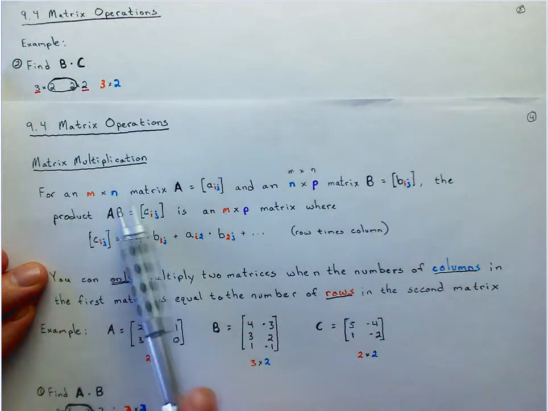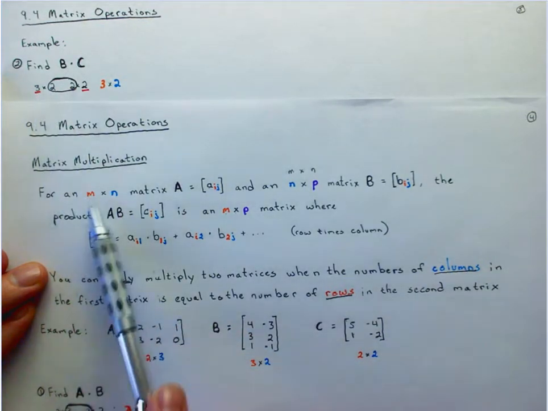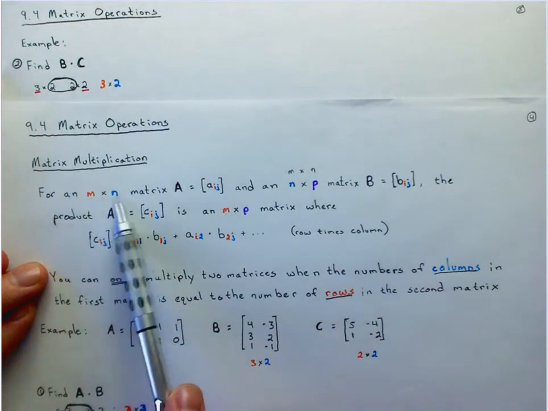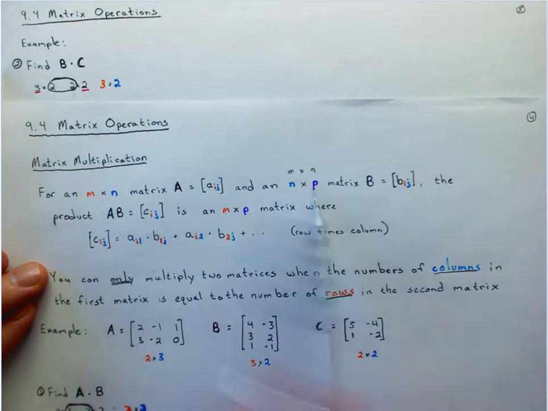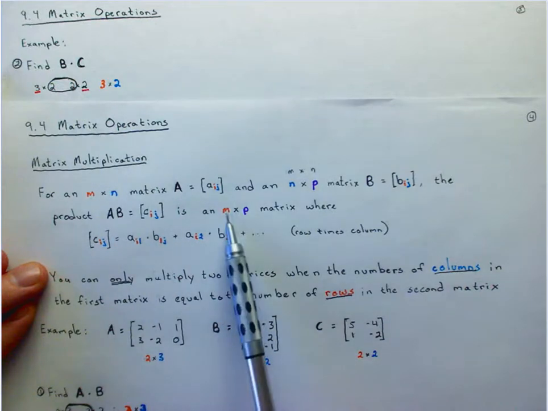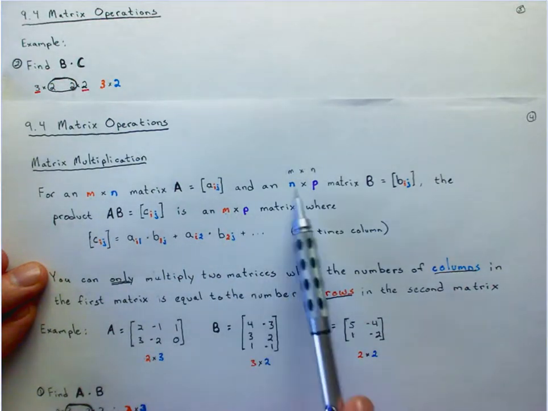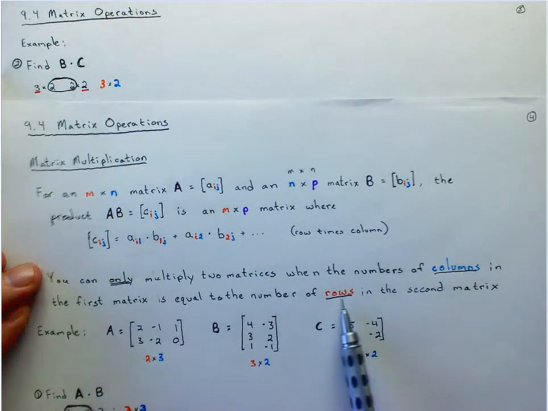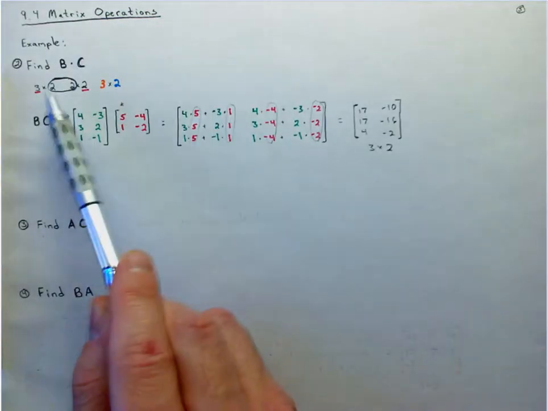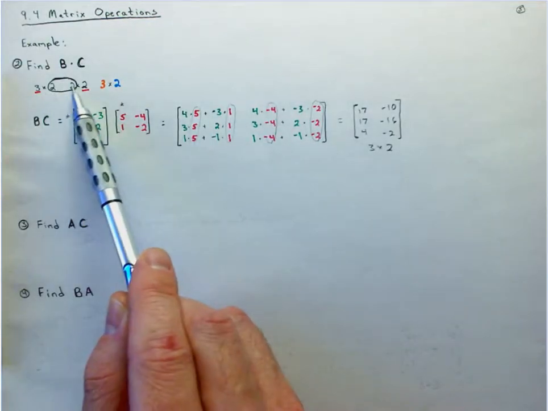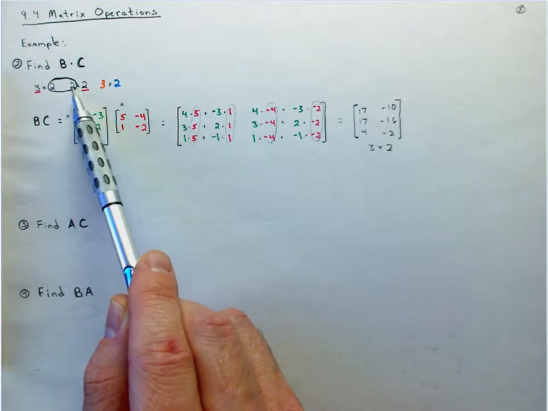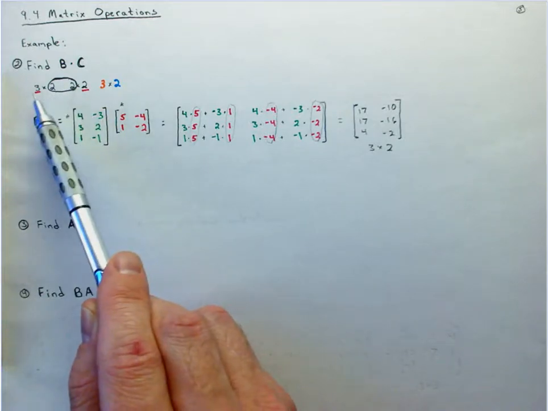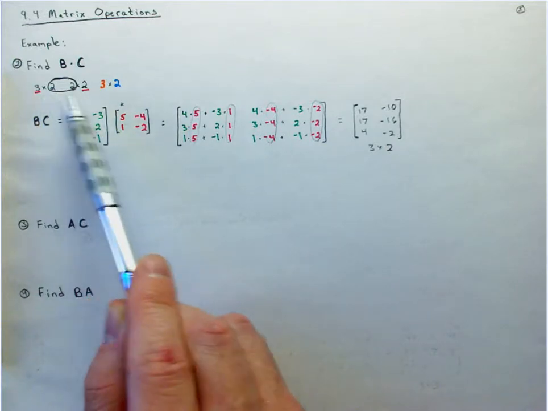This here illustrates m times n and n times p, to where what we end up with is m times p if and only if the n's are the same value. The number of columns is the same as the number of rows, and in this case it is. This is 2 and this is 2. Therefore I can perform matrix multiplication, leaving me with a new matrix of the order of 3 times 2.